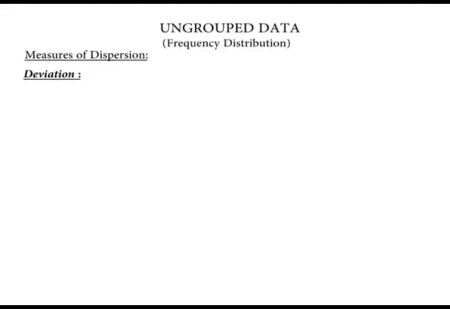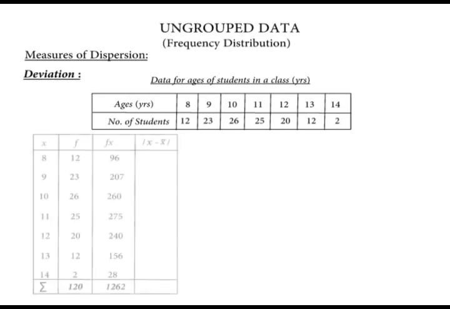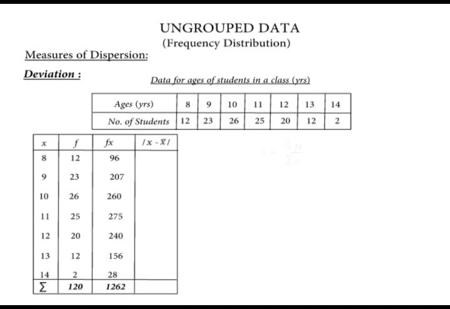What if it's a frequency distribution, like the one we had before? First, we find the mean. Mean is given by summation of fx over the summation of frequency, and that was 1262 over 120, which gave us 10.5. Now we calculate the absolute deviations, x minus x bar.